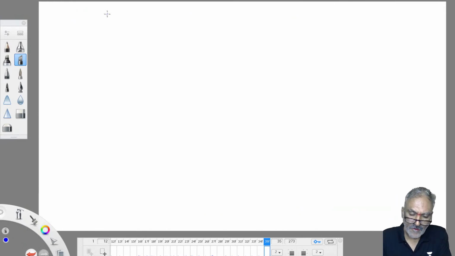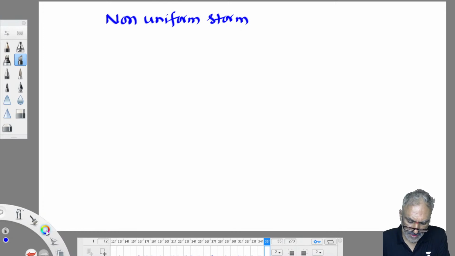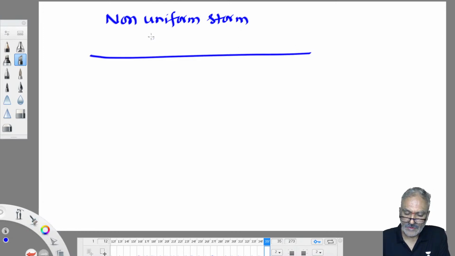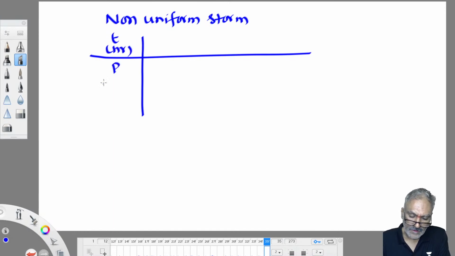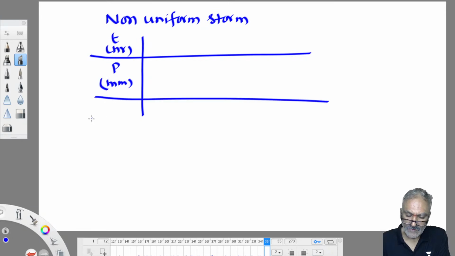So again, it is a non-uniform storm problem. But intensities are not given. Depths of rainfall are given, and T values are given. Depth of rainfall values are given in millimeters. Sorry, in mm. So this information you have to convert into I information, which is nothing but P by T. Then you will get it in mm per hour.